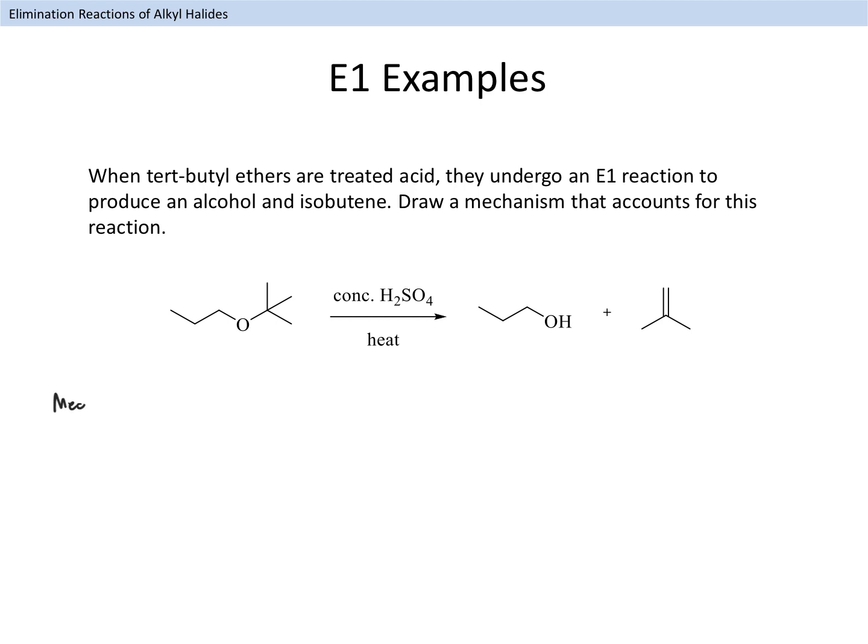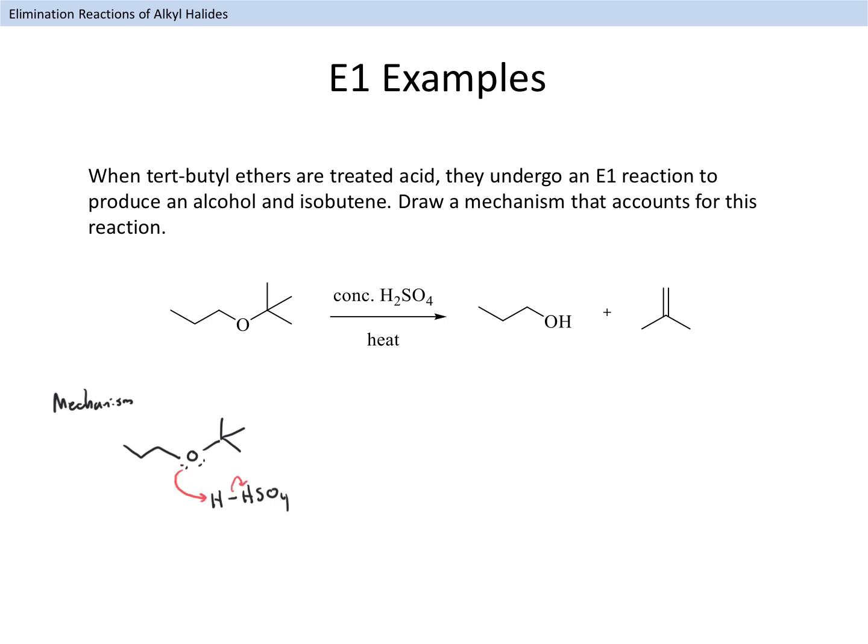Let's walk through the mechanism of this reaction step by step. We start with tert-butyl propyl ether, reacting with concentrated sulfuric acid and heat. The reaction proceeds through an E1 elimination mechanism to produce isobutene and propanol. First, let's consider why we need to protonate the ether. Ethers are generally stable compounds with poor leaving groups. In order to initiate the reaction, we need to convert the ether into a more reactive species.